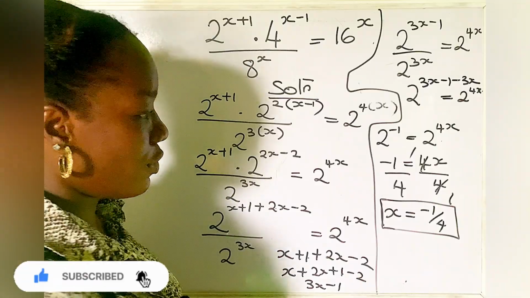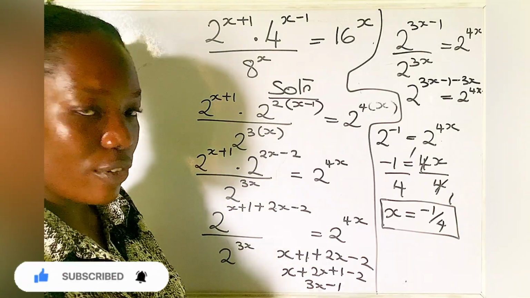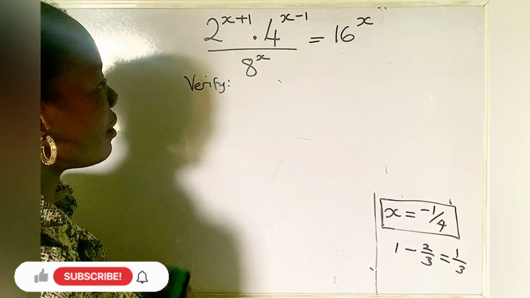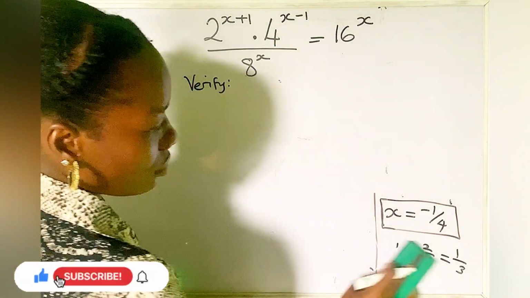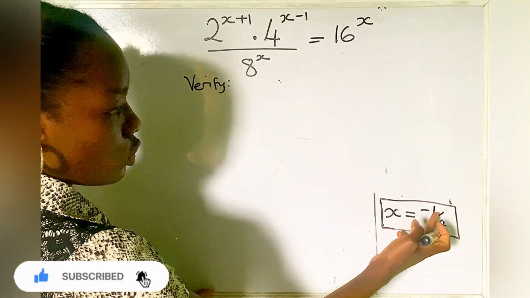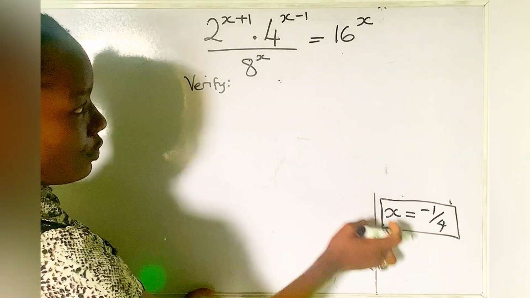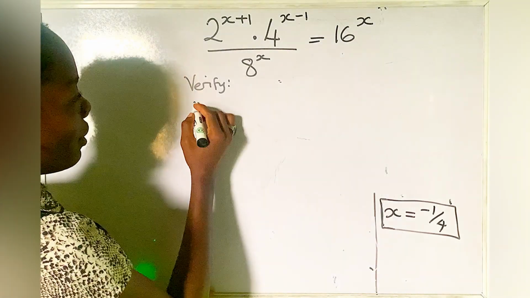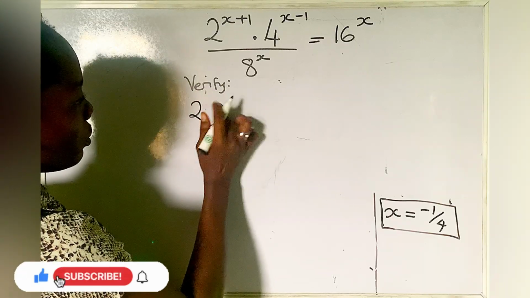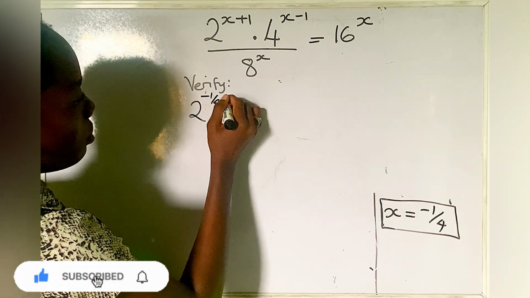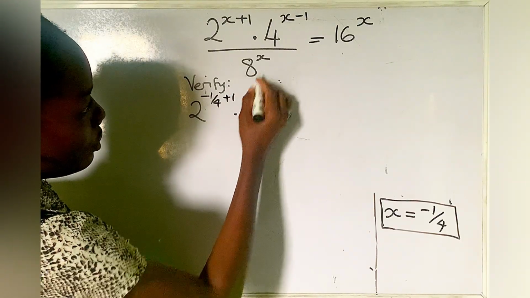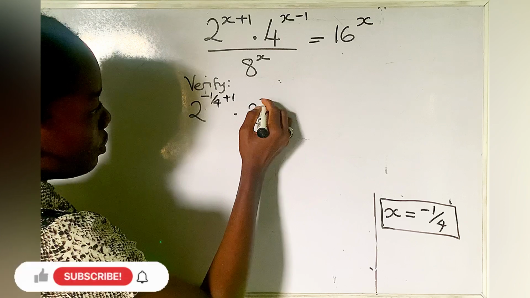So let's do a verification very quickly to see if this value for x is correct in this equation. Okay, so to verify, we have our x is equal to -1/4. So we're going to be plugging in the value of x in this place. So now we'll have 2 raised to the power of -1/4 plus 1, multiplied by 4, which can be written as 2 to the power of 2.